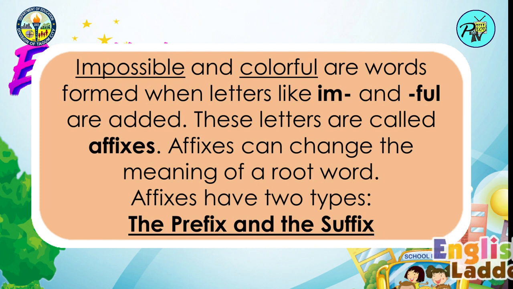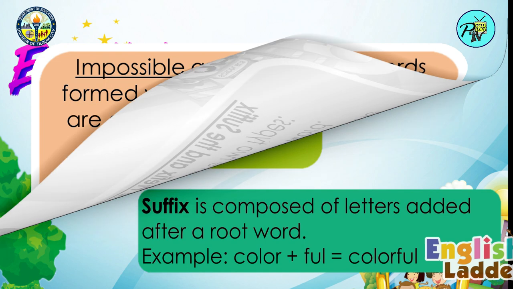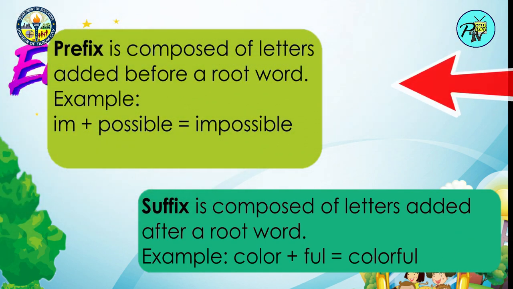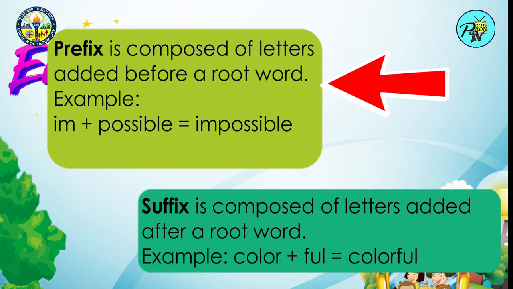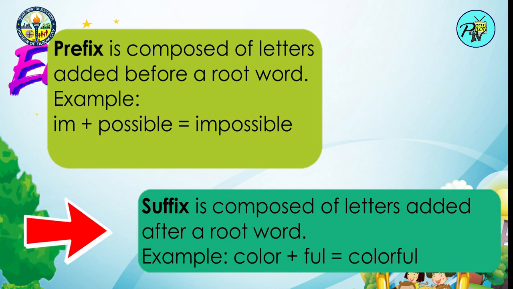Affixes can change the meaning of a root word. Affixes have two types: the prefix and the suffix. Prefix is composed of letters added before a root word. Example, im plus possible is impossible. Suffix is composed of letters added after a root word. Example, color plus full is colorful.